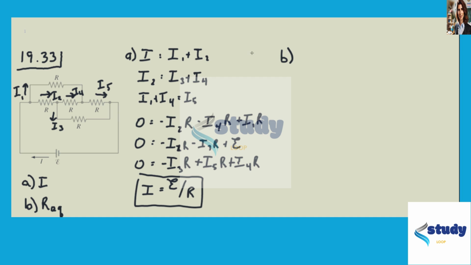And if we want to be especially picky about it, we can just write this out. The equivalent resistance is equal to the EMF divided by the total current. The total current is E over R. And so we're just left with R as the equivalent resistance.